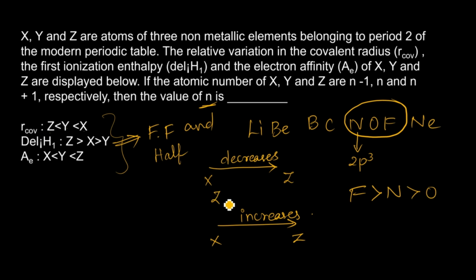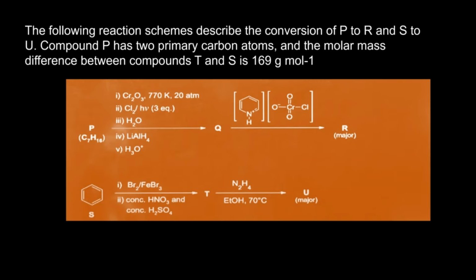So fluorine is Z, then X, that is nitrogen, least, then Y. Okay, sorted. So these three are our concern. n minus 1 is nitrogen, n is oxygen, n plus 1 is fluorine. So what is the value of n? n is 8. So 8 is your answer. Okay, clear? Moving on to the next question.